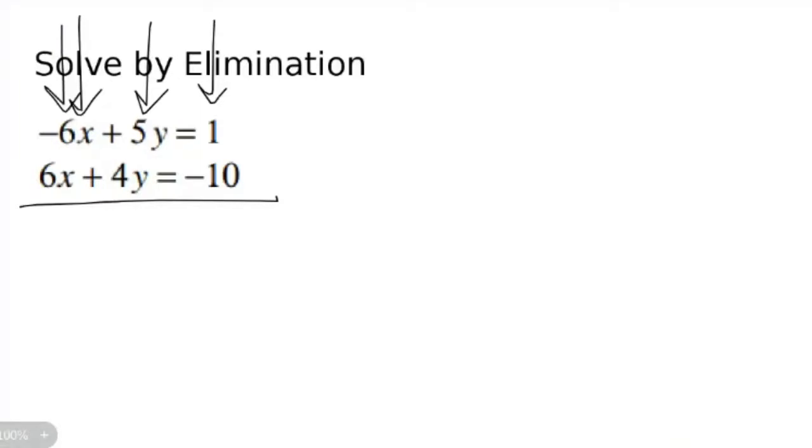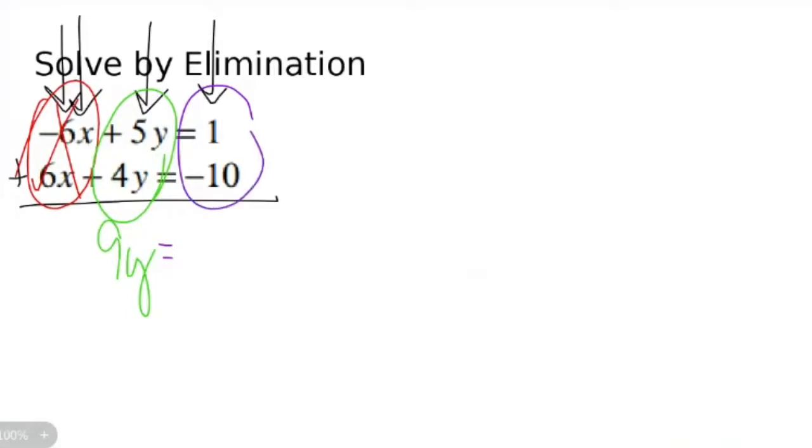So this is what I'm going to do. I'm going to add each of these lines here. So if I say negative 6x plus 6x, well, that just disappears. Look at that, easy. 5y plus 4y is 9y. Equal and equal is equal. 1 plus negative 10 is negative 9. And then from here on out, it's easy peasy lemon squeezy.